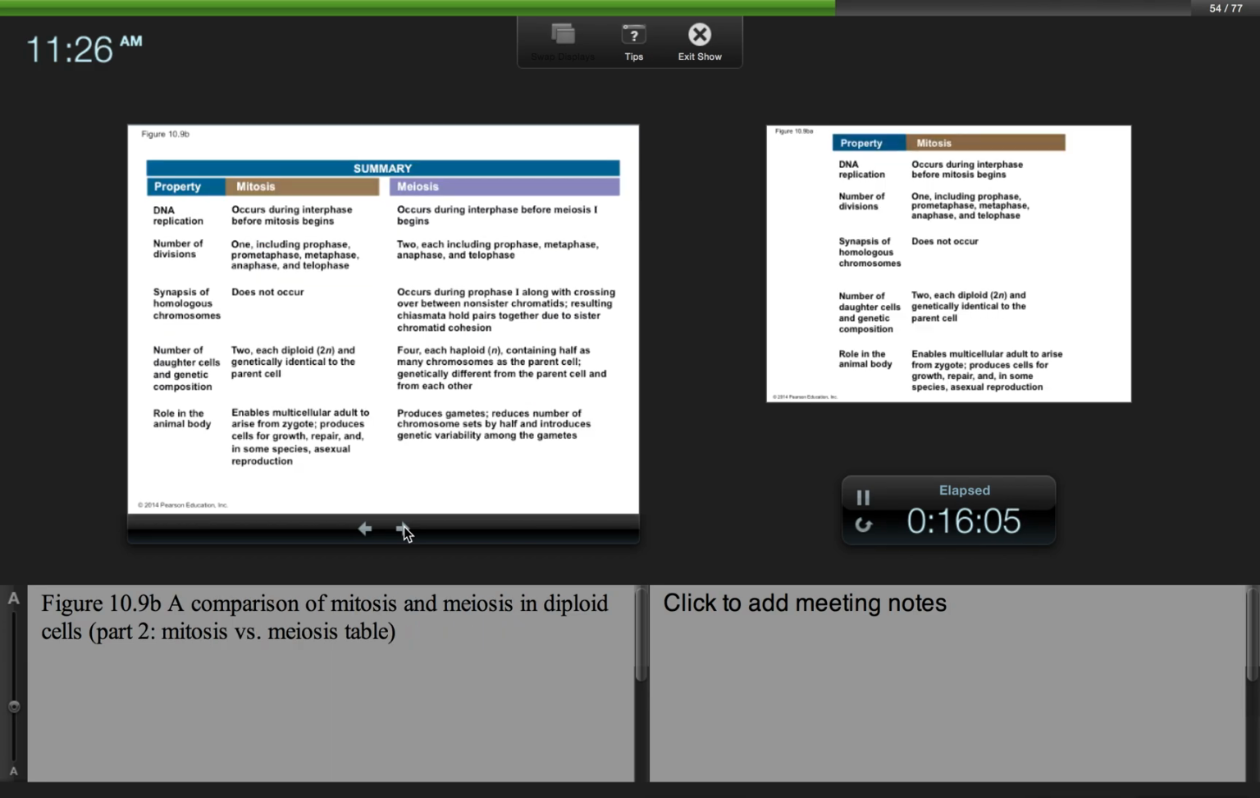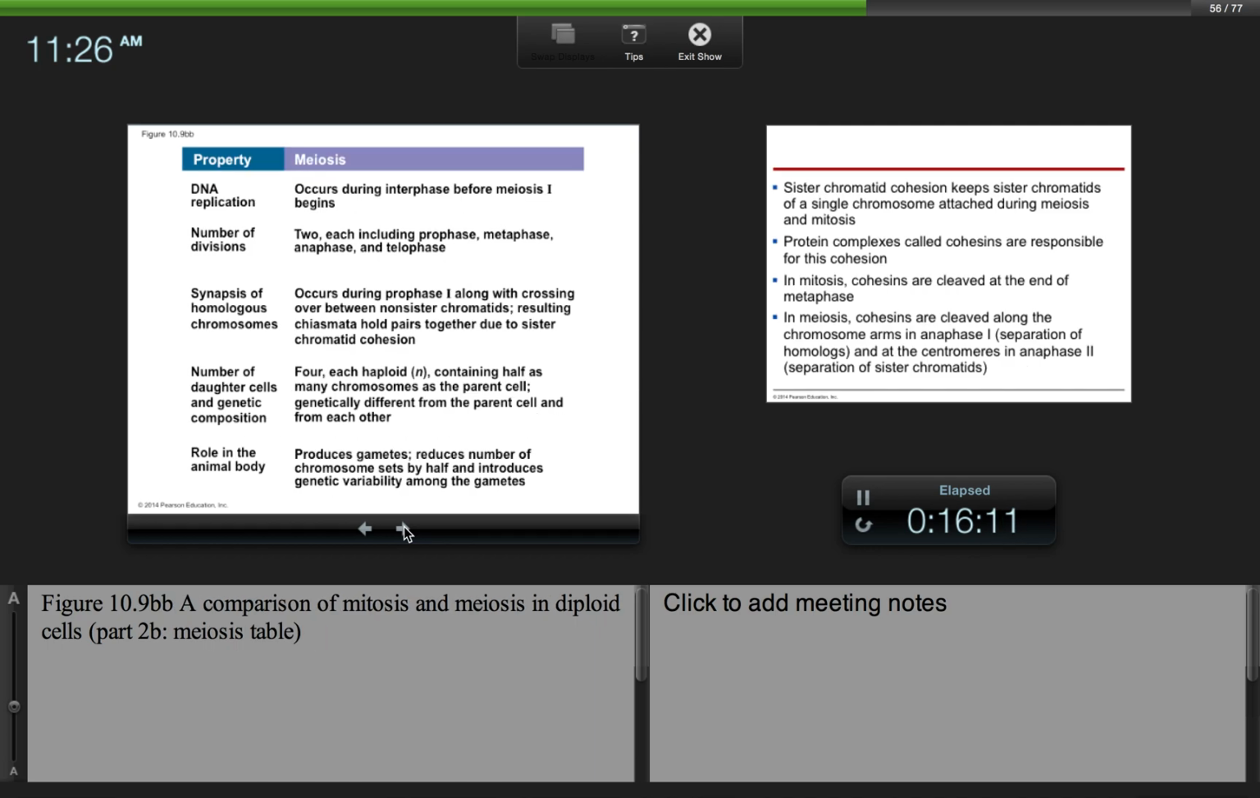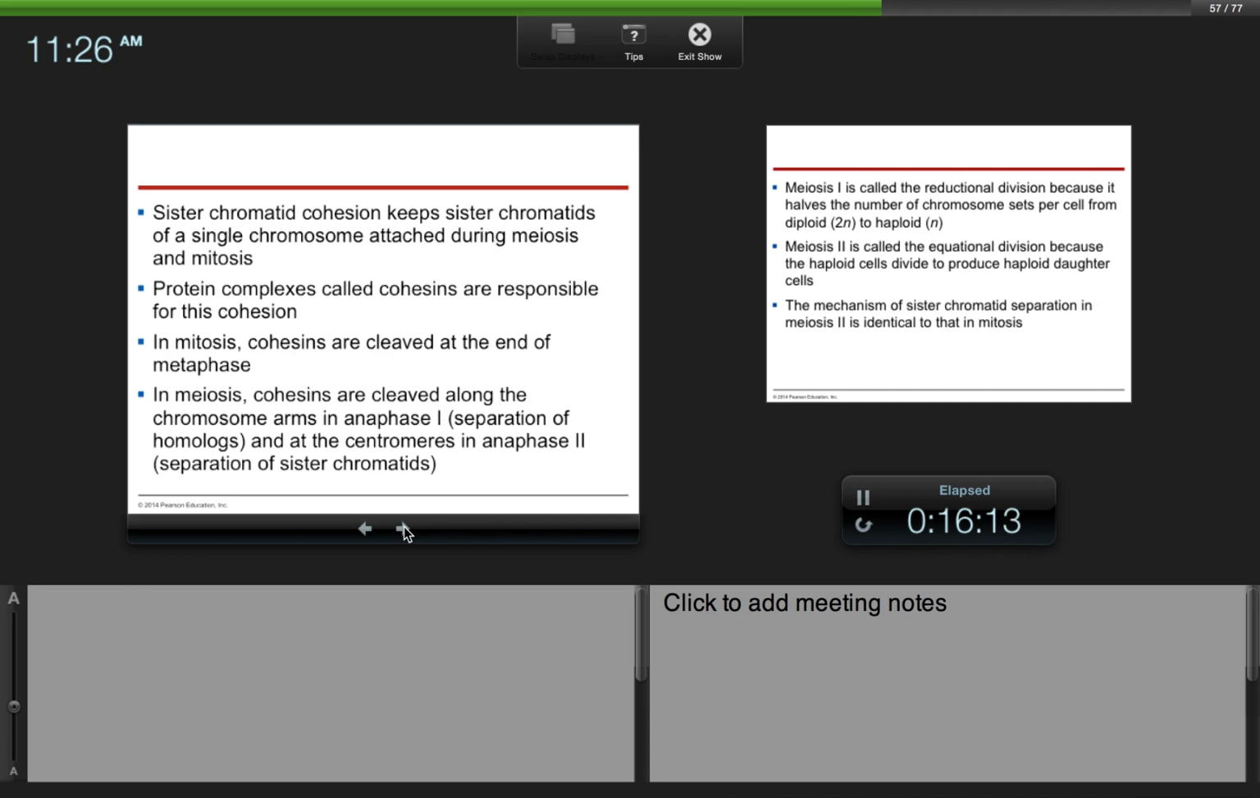Okay, this is a good chart that you should read over to review the differences between mitosis and meiosis. Sister chromatid cohesion keeps sister chromatids of a single chromosome attached during meiosis and mitosis. Protein complexes called cohesins are responsible for this cohesion.